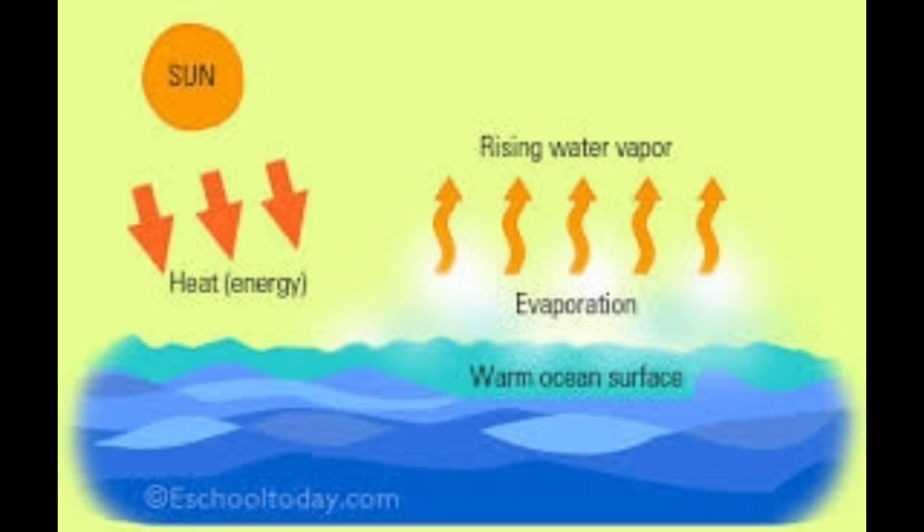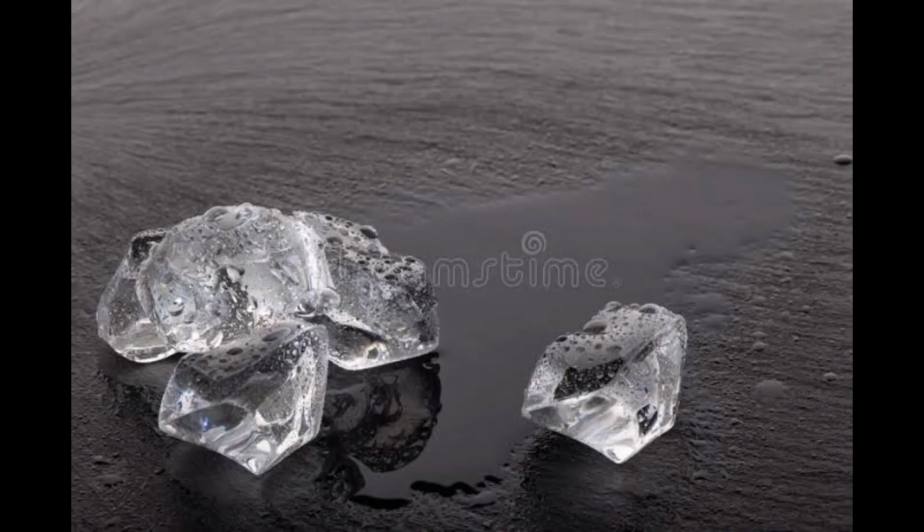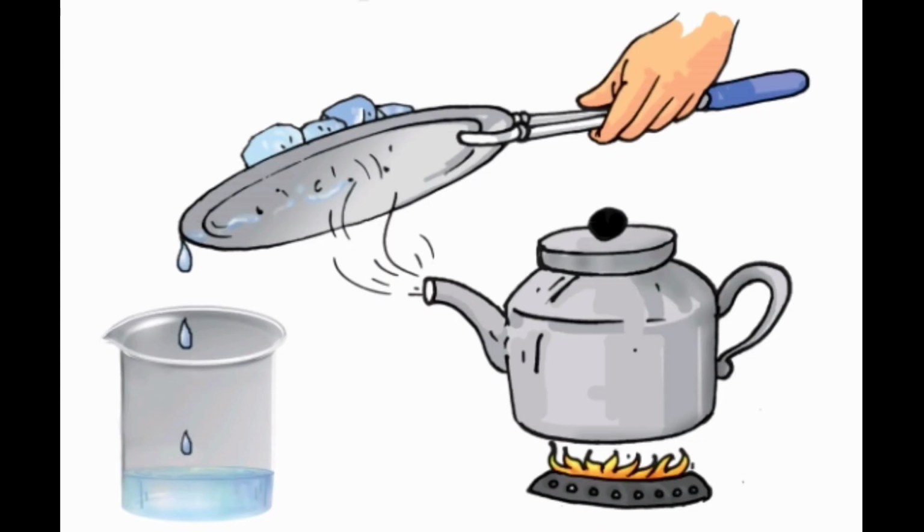So let's come to condensation. Take a metal plate with some ice on it. Hold the plate just above the spout of the kettle. What do you observe? Let all the water in the kettle boil off. When the steam comes in contact with the metal plate cooled with ice, it condenses and forms liquid water. The water drops that you observed falling from the plate were due to the condensation of steam.